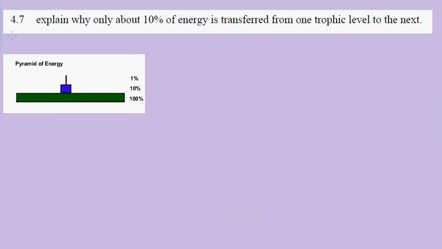IGCSE Biology 4.7, looking at energy transfer from one trophic level to the next. The diagram on the left will be familiar. It's a pyramid of energy, and used to draw this to scale would be probably kilojoules.